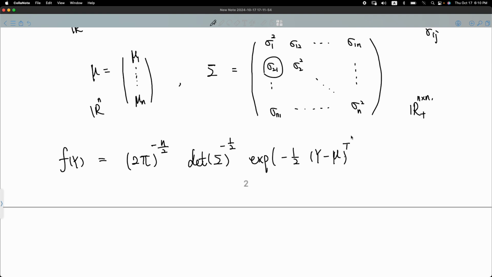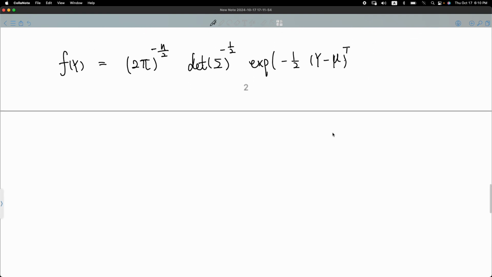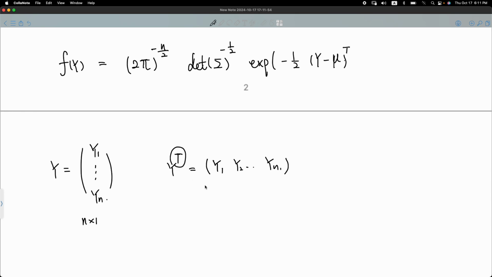Good. Thanks. Okay. So when you take the transpose, it depends on whether it is a vector or a matrix. For a vector, y1 to yn, this is your y. So y here is an n by 1 column vector, and when you take the transpose, this will become a row vector, y1, y2, all the way to yn. So this is what I will be using for the transpose here.